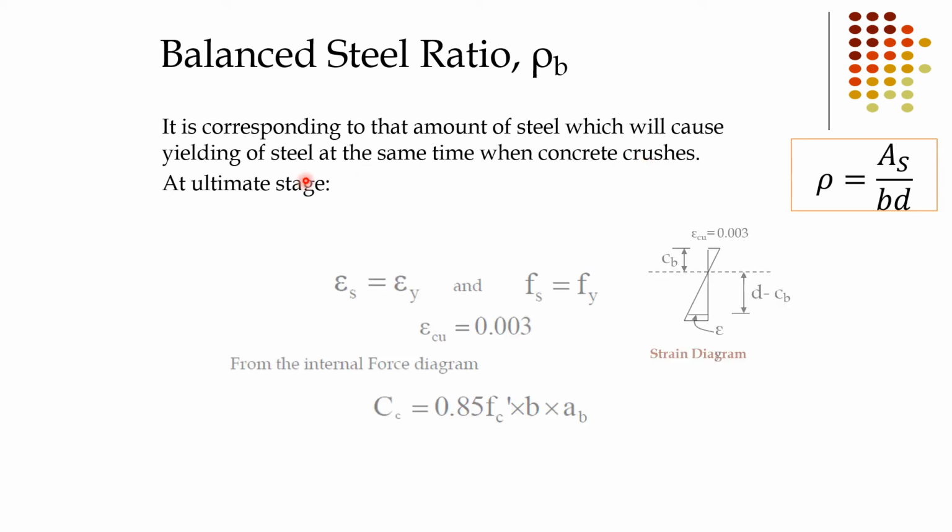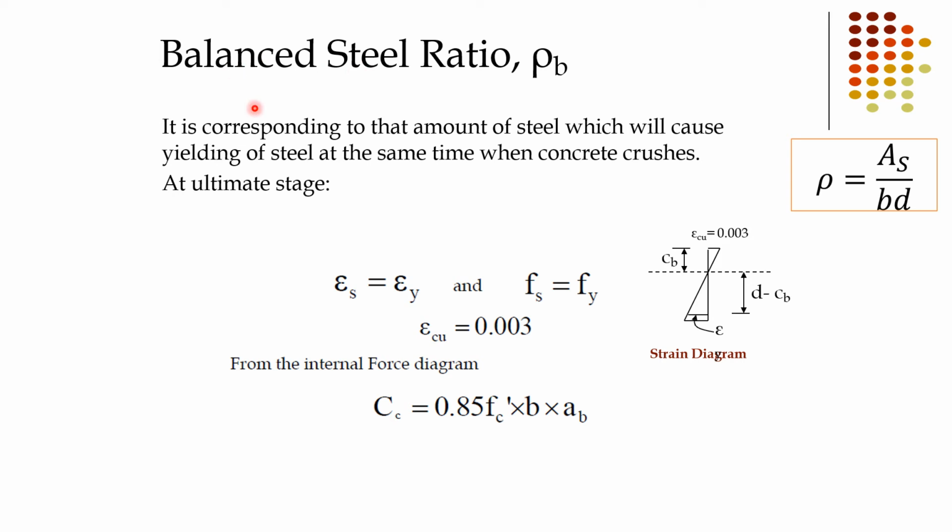At the ultimate stage, when the concrete strain is 0.003, at the same time the strain in steel will be equal to the yield strain. Here the strain in steel will be the yield strain and the stress in steel will be the yield stress. Here is the concrete ultimate strain. From the internal force diagram, Cc is due to stress 0.85 fc prime, b into ab.